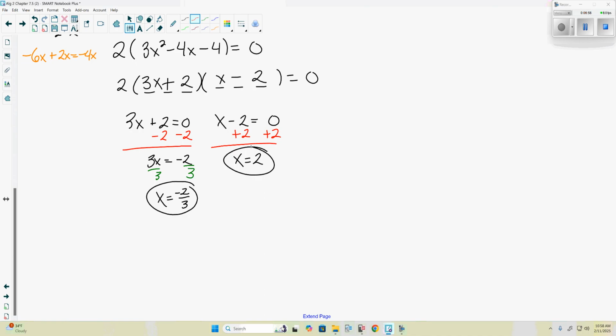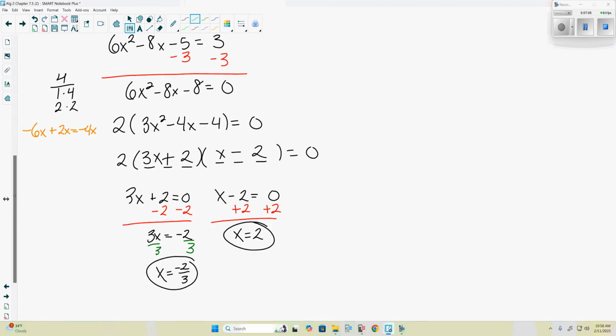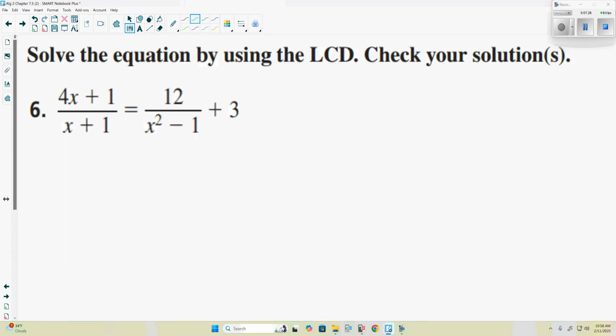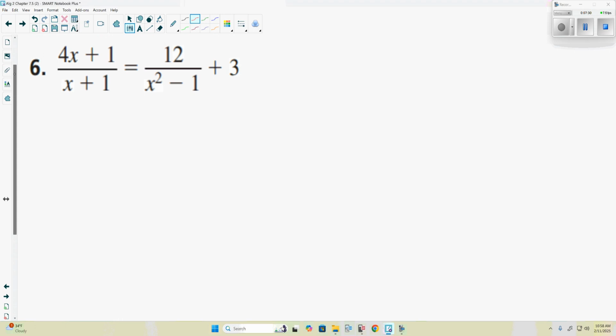Our 2 and negative 2/3, is either one of those a restriction? No. So both of those are our solutions. Questions on this here? All right. Let's look at the next one.